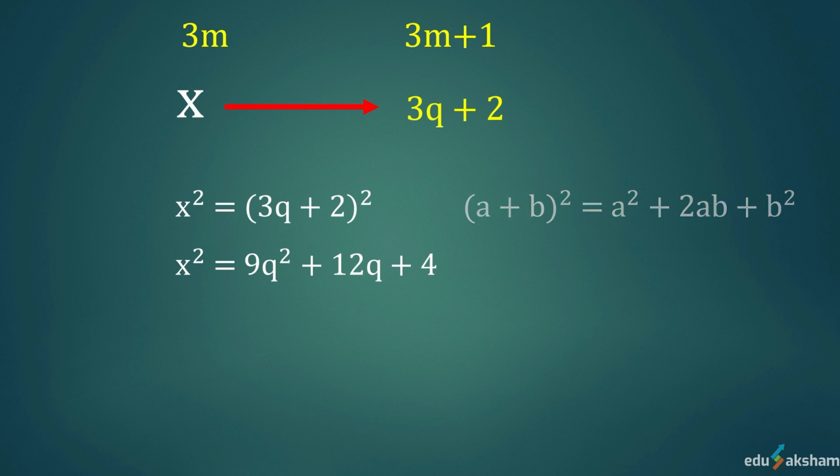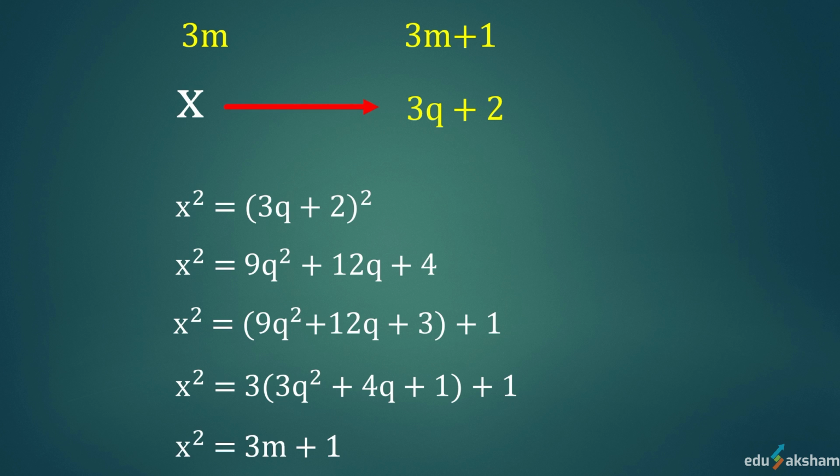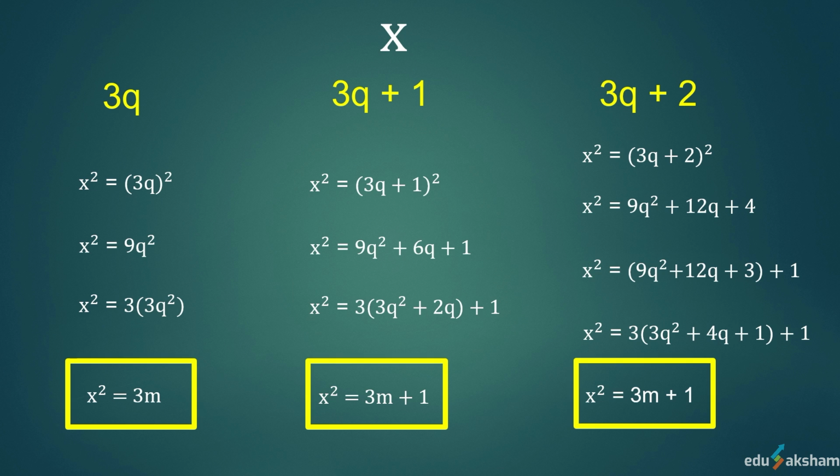We will divide 4 into 2 parts such that 4 can be written as 3 plus 1, and x square becomes 9q square plus 12q plus 3 plus 1. So what happens is that 9q square, 12q and 3 can be written as multiples of 3, and we have taken out 1. So x square can be further written as 3 times 3q square plus 4q plus 1, plus 1. Since integers are closed under addition, multiplication and subtraction, we know that 3q square plus 4q plus 1 will also be an integer. We can write it as m, and x square can be written as 3m plus 1. Therefore, we have proved that for any value of x, 3q, 3q plus 1 or 3q plus 2, the values of x square will always be 3m or 3m plus 1.